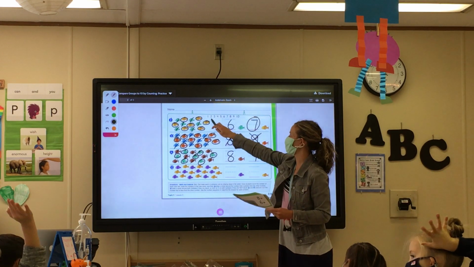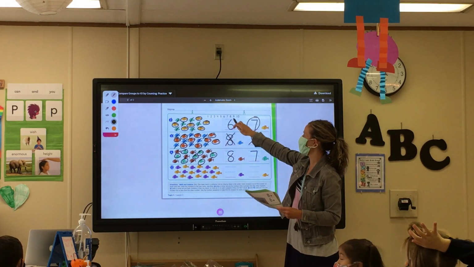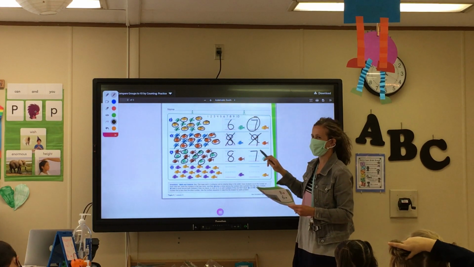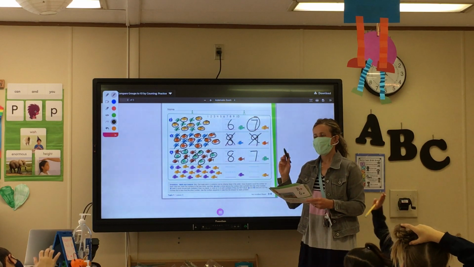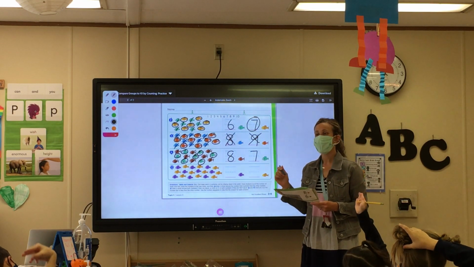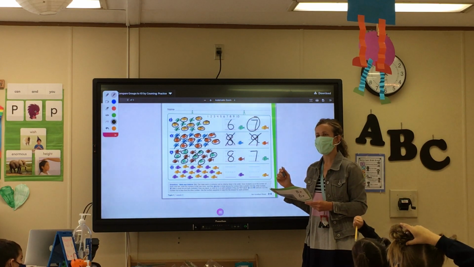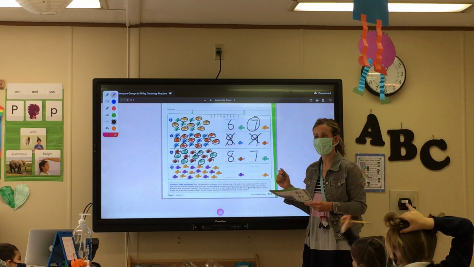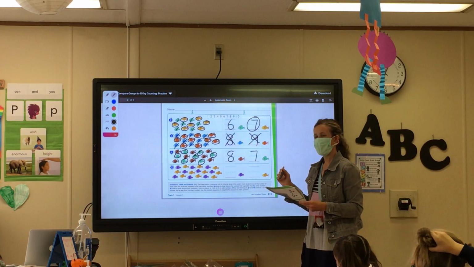Use the number line to help you. When you count, which number is less than the other one? So again, what number comes first? Okay? Which number is less? Ben H, go ahead, tell me. 8 or 7?